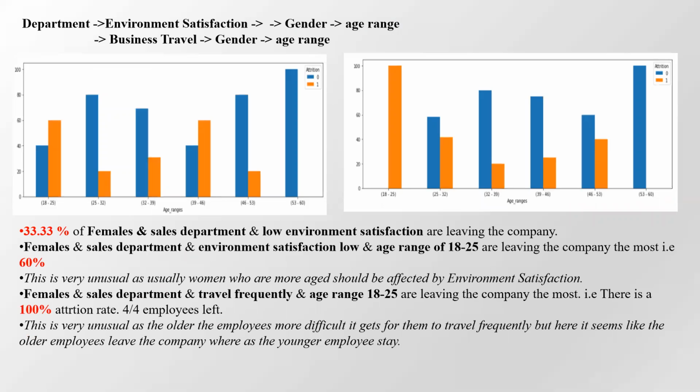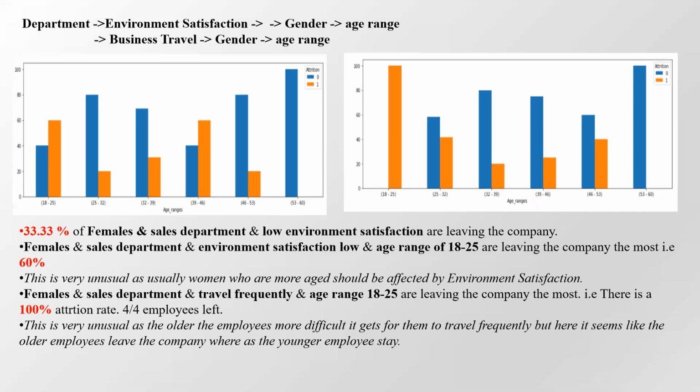Yes. So next, within the sales department, among the employees who left the company due to low environment satisfaction, we checked their gender, and we found that 33.33% of the females who had low environment satisfaction within the sales department were leaving the company. And further we checked their age range, and we found that for the females within the same variables, in the 18 to 25 age range, 60% of them left the company.